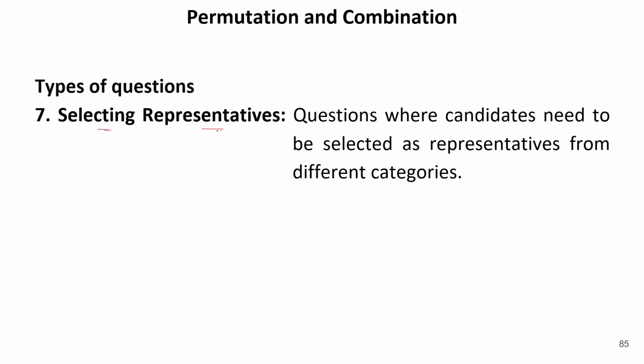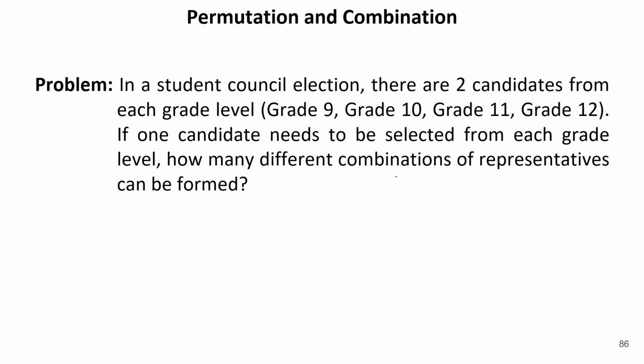Selecting representatives. A question arises when candidates need to be selected as representatives from different categories. In each student selection, there are 2 candidates from each grade level, that is from 9, 10, 11 and 12. If one candidate needs to be selected from each grade, then how many different combinations of representatives can be formed?